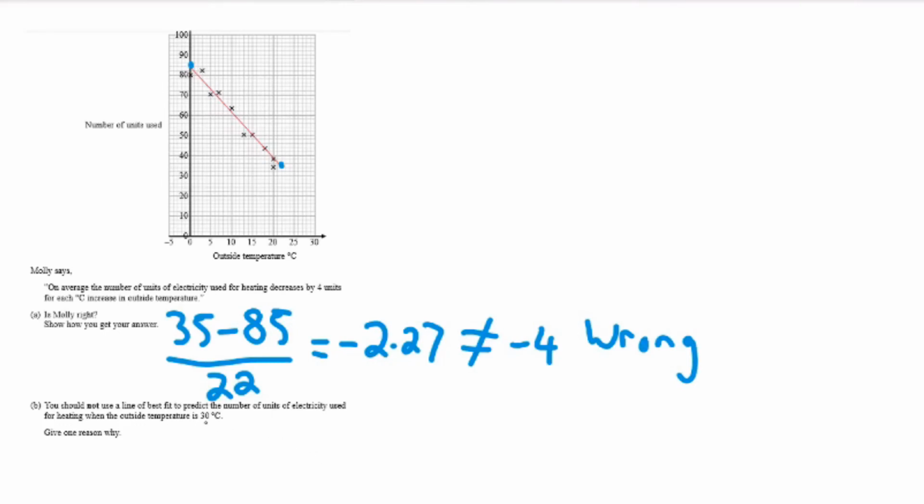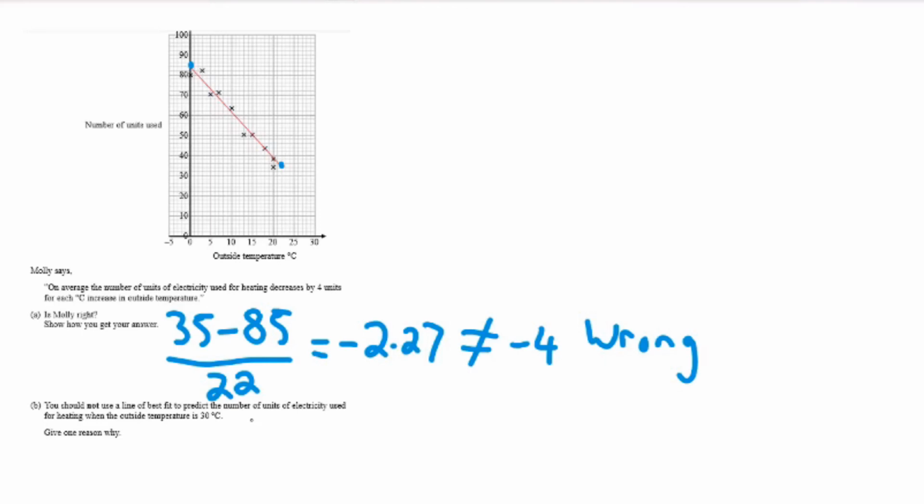As for part B, you should not use a line of best fit to predict the number of units of electricity used for heating when the outside temperature is 30 degrees C. Give one reason why. If we just think back to what I said at the beginning of the video, we cannot predict what's going to happen at 30 because we don't have any data here. The end of our data is at 20 degrees C. For all we know, this line of best fit, this trend will continue, but maybe it levels off, maybe it swings back up, maybe it plummets even more. We don't know.